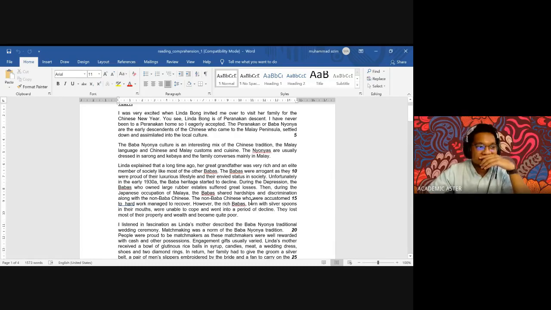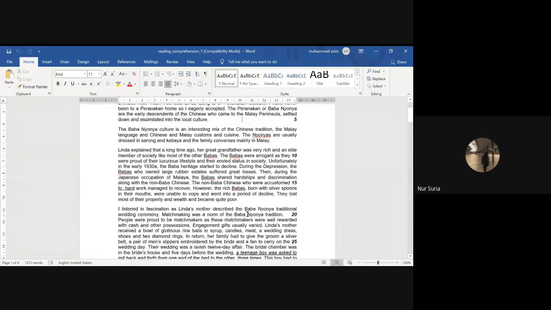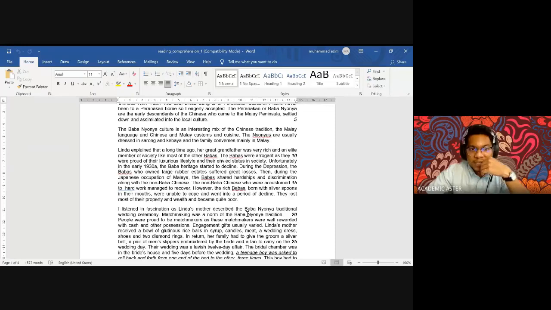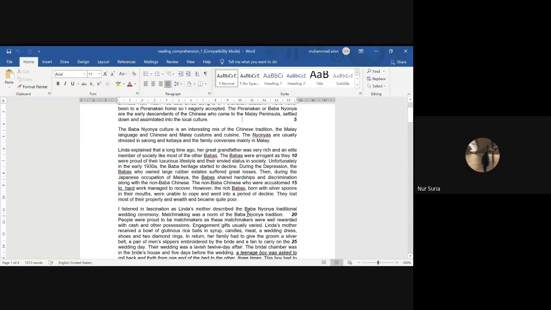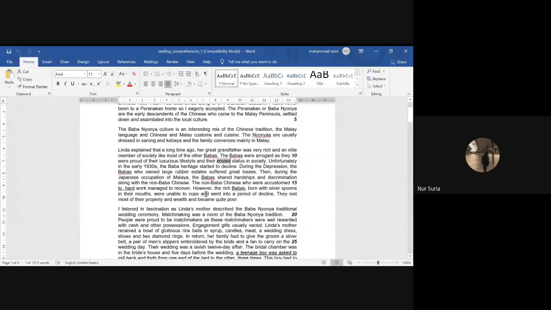Can you hear me, sir? Okay. Linda explained that a long time ago, her great-grandfather was very rich and an elite member of society like most of the other Babas. The Babas were arrogant as they were proud of their luxurious lifestyle and their high status in society. Unfortunately, in the early 1930s, the Baba heritage started to decline. During the Depression, the Babas who owned large rubber estates suffered great losses.